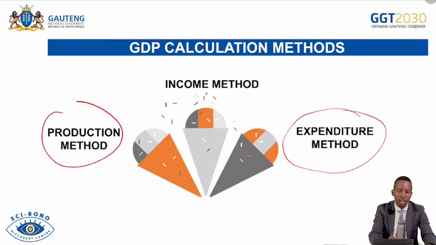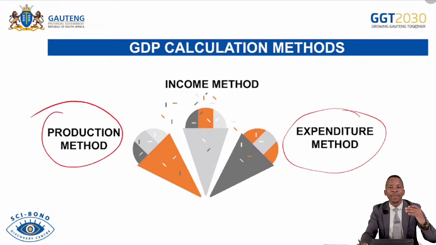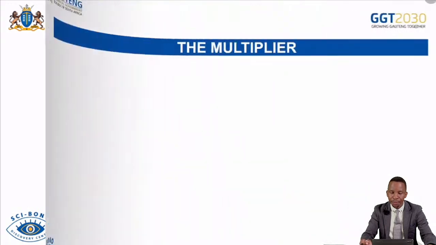The production method, this is when we use what you call the primary sector, secondary sector, and tertiary sector. Add them together, you get what you call the gross value added, or that is GVA or GDP at basic price. And you carry on, you add taxes on products minus subsidies on products, you get GDP at market price using what? The production method.